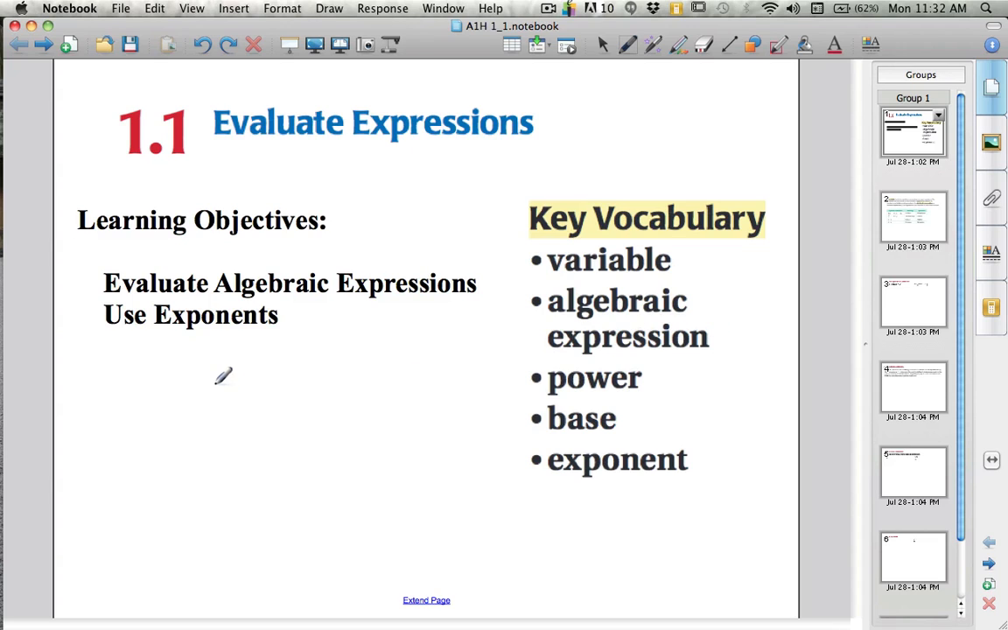So something like 3x minus 2, this would be an algebraic expression. It's an expression, not an equation, because there's no equal sign. There aren't two sides to an expression. There's just the item itself. In this case, x would be the variable.